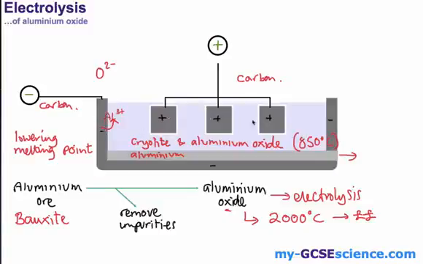Now at the positive electrode, what we have is oxygen that's produced as bubbles, and again, because of the heat, the oxygen will react with the carbon in the electrode and produce carbon dioxide, and that's a very similar process to burning. So this means that these electrodes have to be replaced regularly because they burn away. Okay, so that's an overview of the two processes.